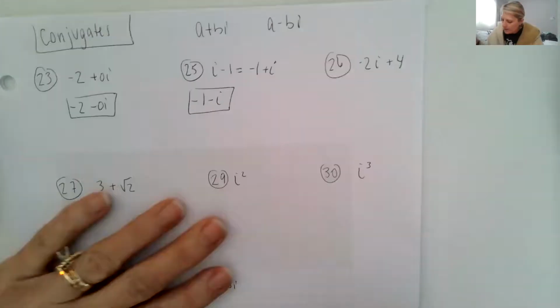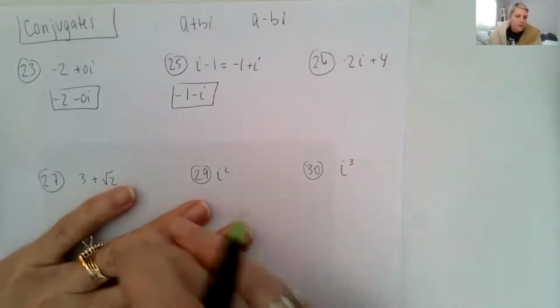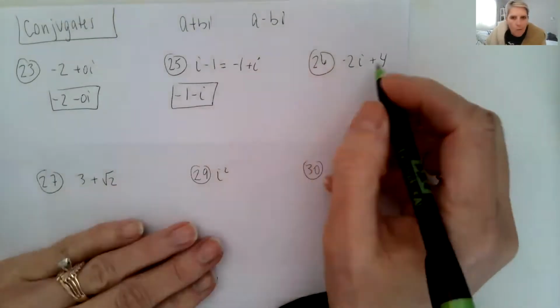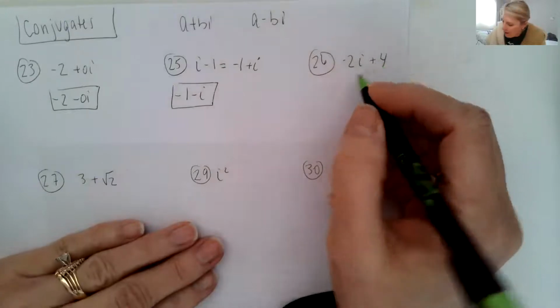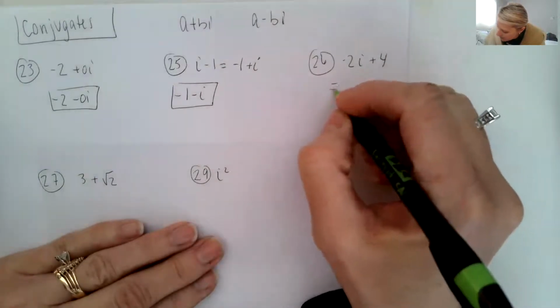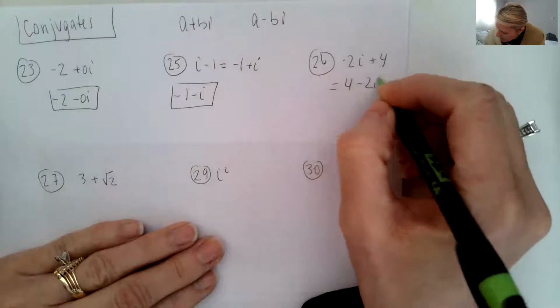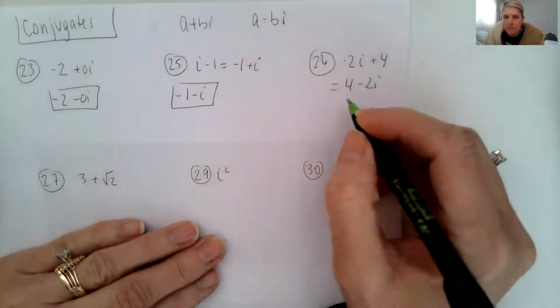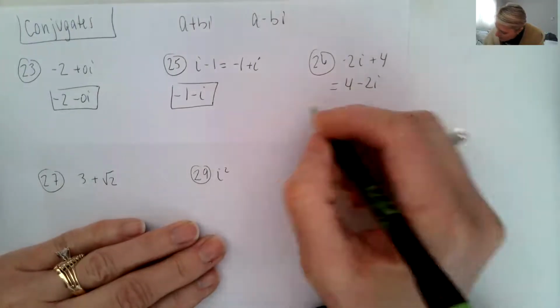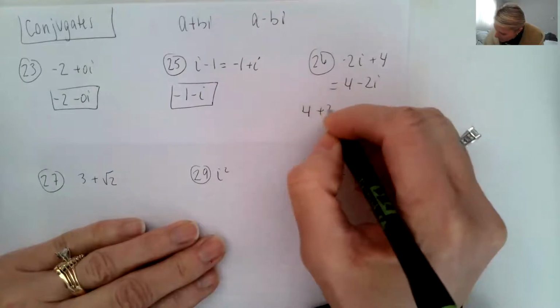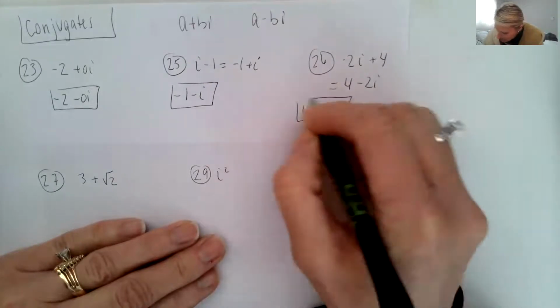Then 26, we have, again, we're going to write this with the real part first. So 4 minus 2i. So when we write the conjugate, it is going to be 4 plus 2i.